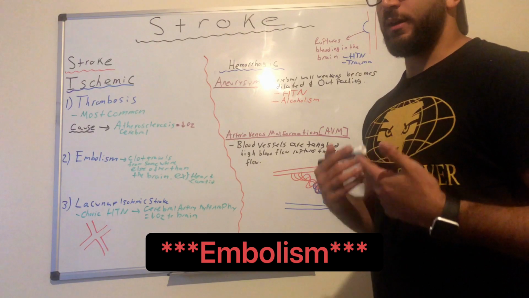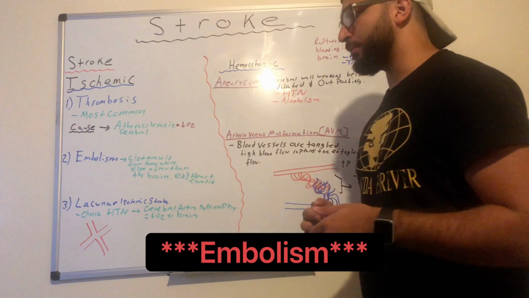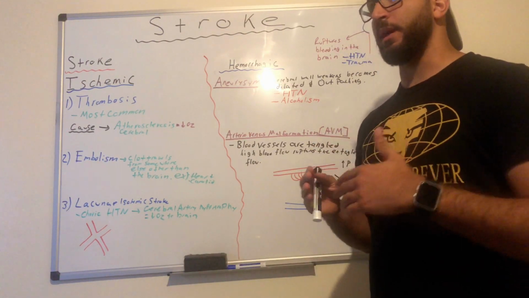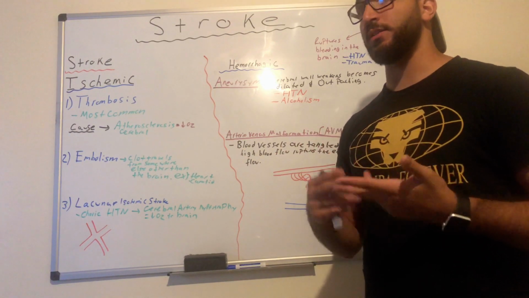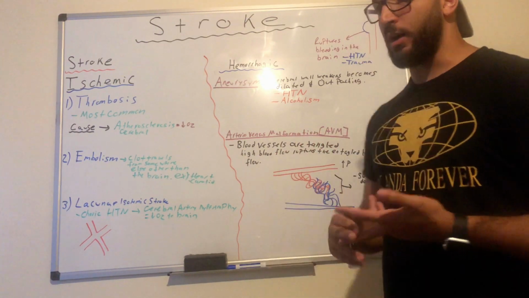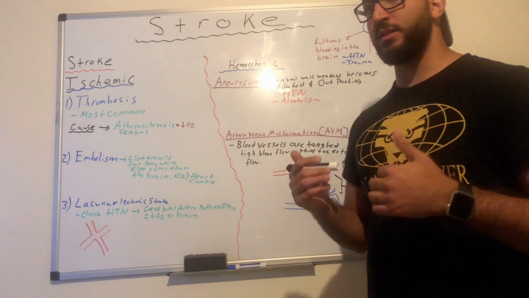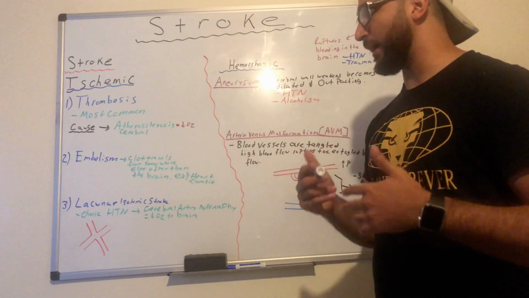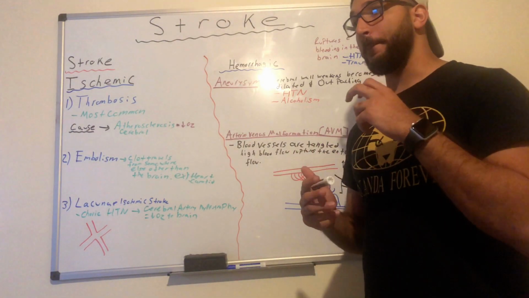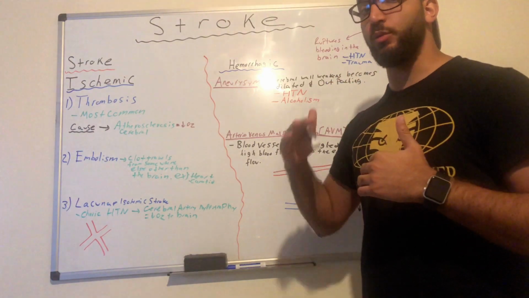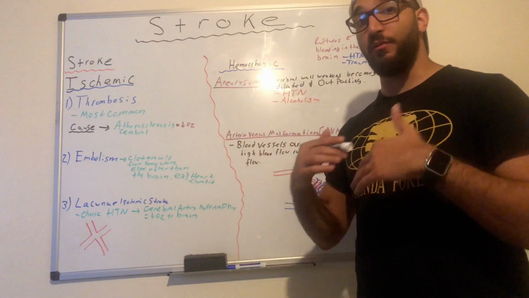The second type of ischemic stroke is an embolism. That's when a clot travels from anywhere other than the brain, such as the heart or the carotid arteries. So it's a traveling thrombus that causes a low amount of oxygen to go to the brain and perfuse it properly.